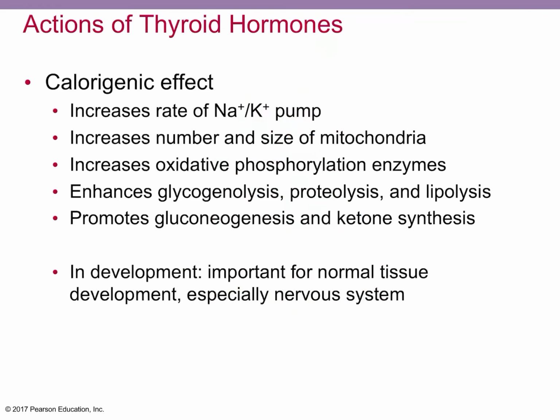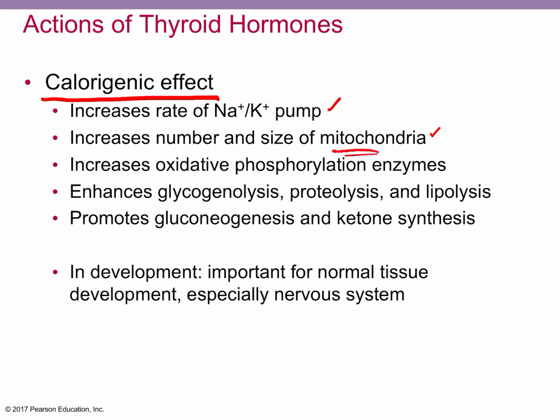What it does is it increases your body's metabolism, and it basically increases the calories that you use. This is called a calorigenic effect. And these are just some ways that thyroid hormone picks up your metabolism. It actually increases the rate of your sodium potassium pumps so that they work faster. It increases the number and also the size of mitochondria. So you have more energy creating organelles, right? You need more oxygen, creating more ATP.